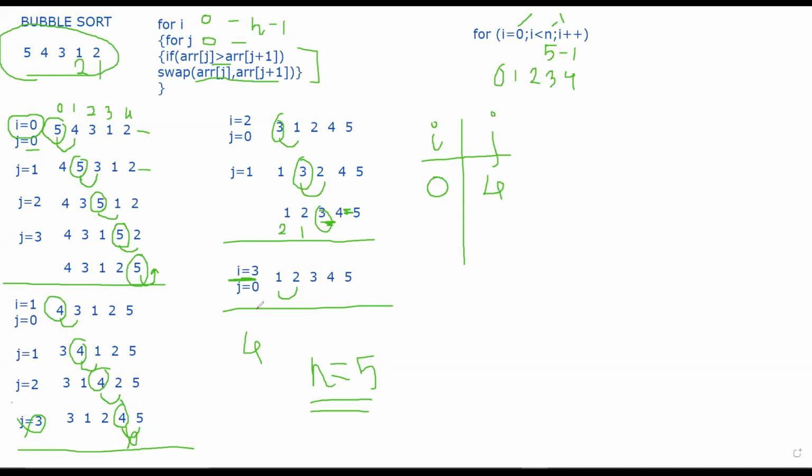When i is equal to 1, it is executing 3 times: 0, 1, 2. That is 3 times my j loop will execute. Then when i is equal to 2, the j loop will execute 2 times. When i is equal to 3, the j loop is executing only 1 time. Okay.